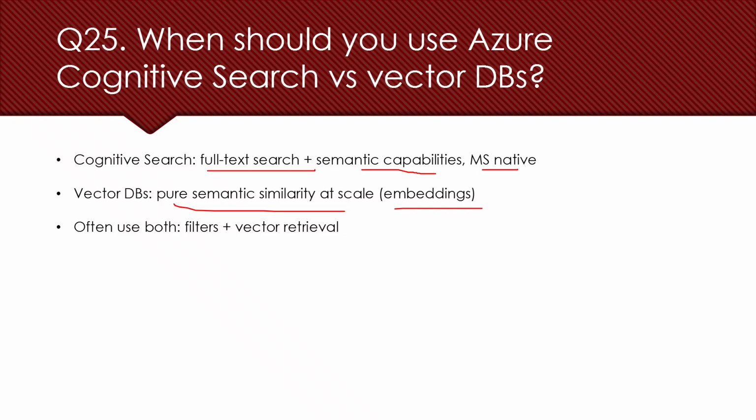Evaluate based on scale, latency, and the complexity of your retrieval. So generally we use both, filtering plus vector retrieval. As I said, we filter the metadata using Cognitive Search, and then, based on the scale, rank the output using the vector search, so we get the top-ranked items to be written by the LLM.